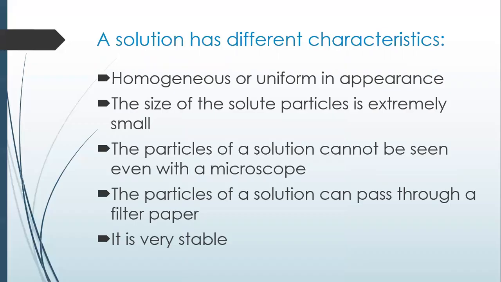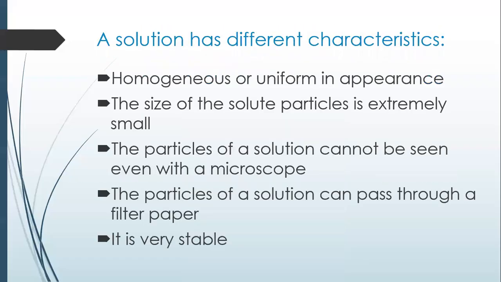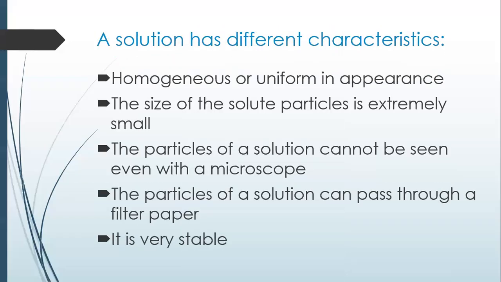First, homogeneous or uniform in appearance, just like what you saw in our picture. There is only one uniform appearance. Next, the size of the solute particles is extremely small. Yes, these particles cannot be seen with the naked eye, and even if you put those two solutions under a microscope, still you cannot see the particles.